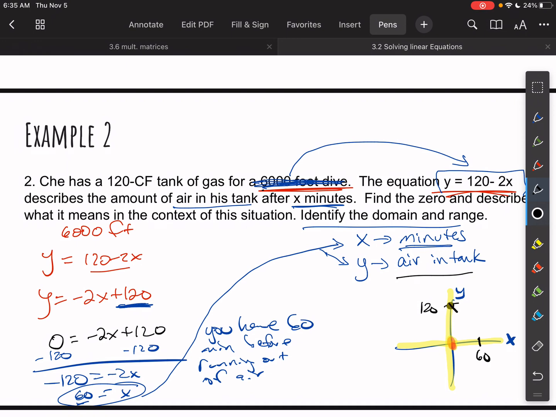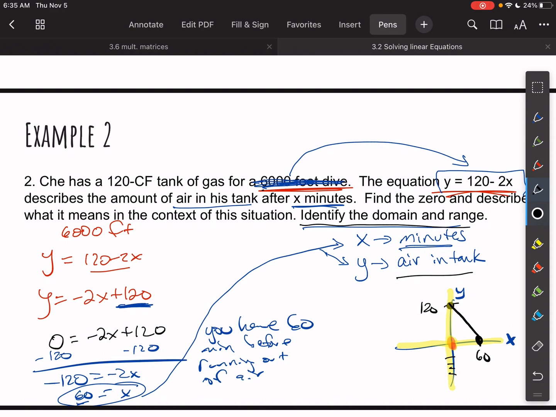So here's the idea. This line does not go on forever. It says to identify the domain and the range. Well, if the y value is air in the tank, I can't have negative air in the tank, right? And I can't have negative minutes. So the negative parts of the graph just don't apply.